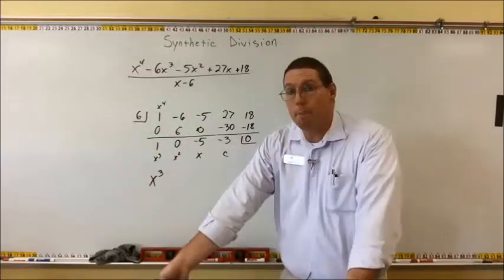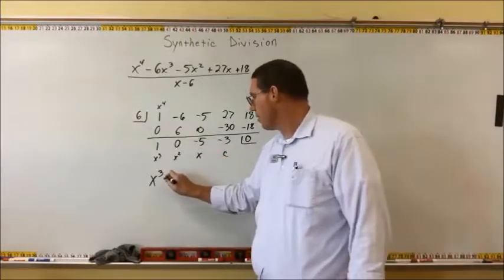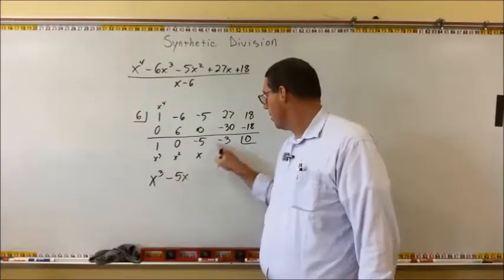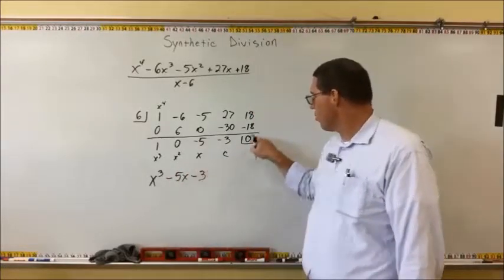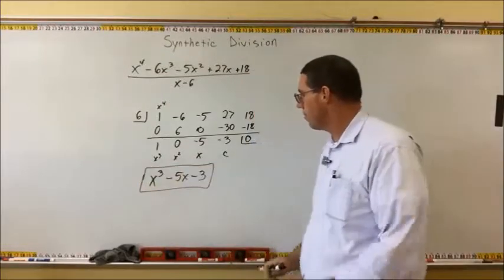So we're not even going to write 0x squared. We're going to skip x squared, and we're going to go straight to the minus 5x. Minus 5x, then the minus 3. There is no remainder, so we're not going to write anything else. And this is our final answer.